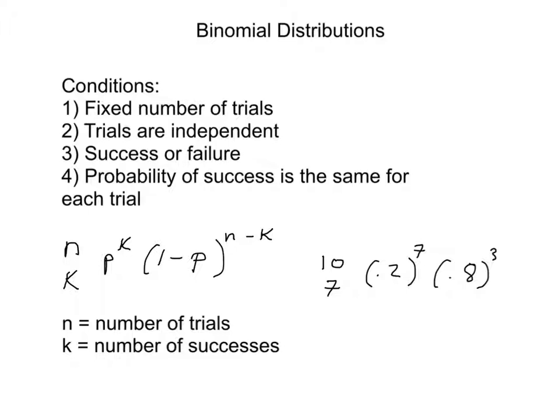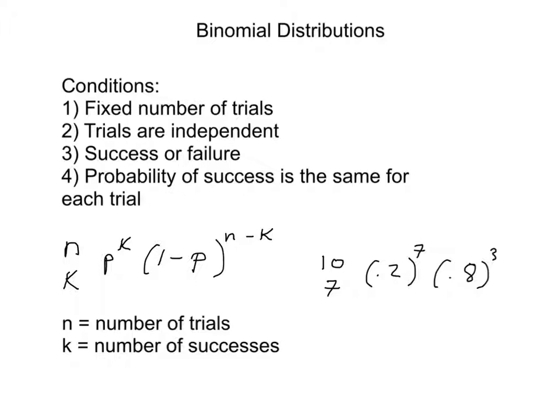The first is that there's a fixed number of trials. The second is that the trials are independent. So if we were, say, doing cards or something, you would have to replace, so the trials are independent, not dependent. The third is that each trial has a success or a failure. There's no in between. And the fourth is that the probability of success is the same for each trial, and that kind of goes along with the trials being independent.